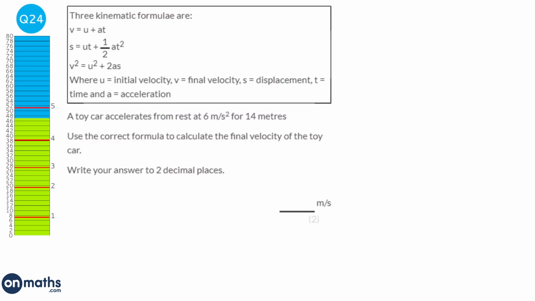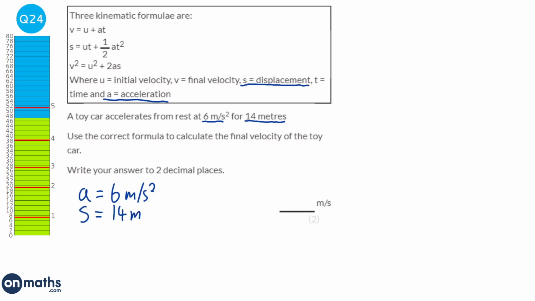So the first thing to do with these questions is figure out what information we have. So the question says that we are accelerating a toy car at 6 meters per second squared. So the acceleration is going to be 6 meters per second squared. And it says it's going to be for 14 meters. Now, that sounds like a distance, but in the context of these questions, because we're talking in vector terms, it's called displacement. And weirdly, we use the letter S to show displacement. So displacement is going to be 14 meters.